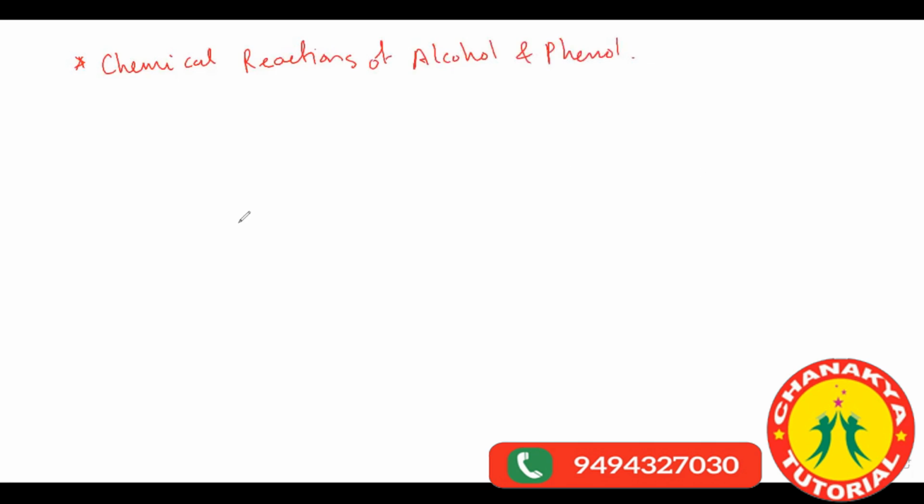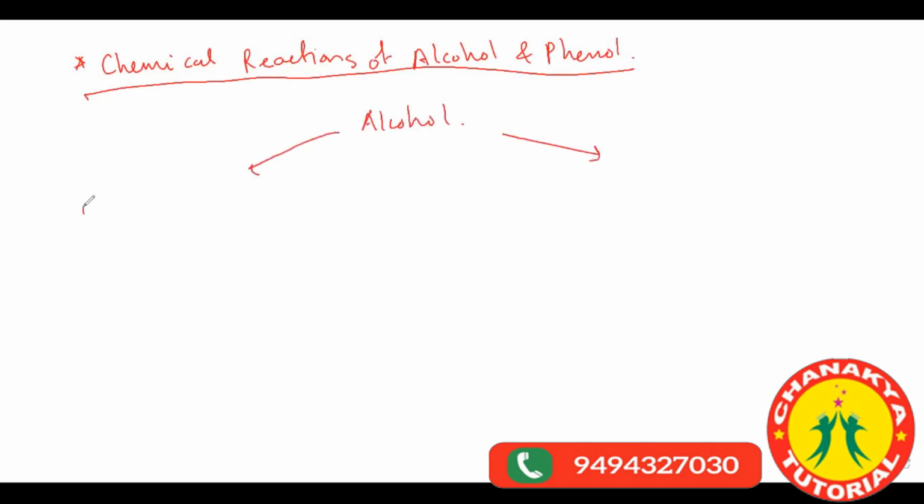Right? Chemical reactions of alcohol and phenol. In that, how alcohol reacts is what we are going to see. First, you should be aware that alcohols react in two different ways. It can act as a nucleophile, and it can also act as an electrophile, right? So alcohol has two different ways to react.